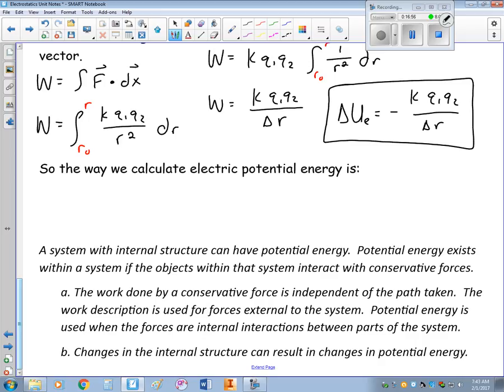The work described is used for forces external to the system. Potential energy is used when forces are internal interactions between the parts of the system. So changes in the internal structure can result in changes in potential energy. Basically, that means we are now free to use conservation of energy, where we have a brand new form of potential energy that we can take a look at. All right, that's going to conclude video 2.